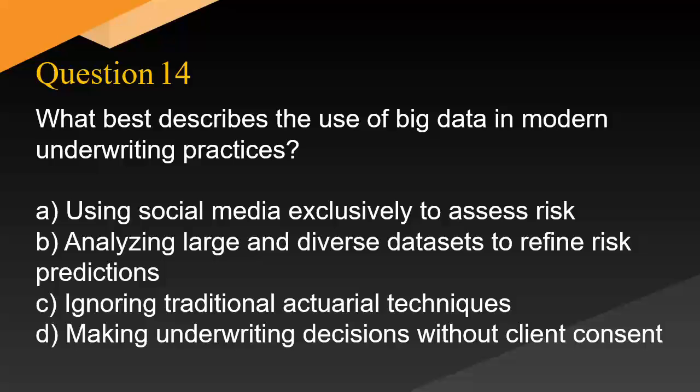What best describes the use of big data in modern underwriting practices? A. Using social media exclusively to assess risk. B. Analyzing large and diverse datasets to refine risk predictions. C. Ignoring traditional actuarial techniques. D. Making underwriting decisions without client consent.